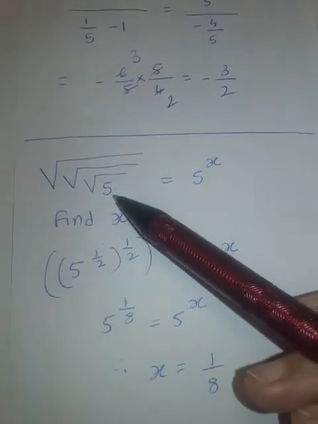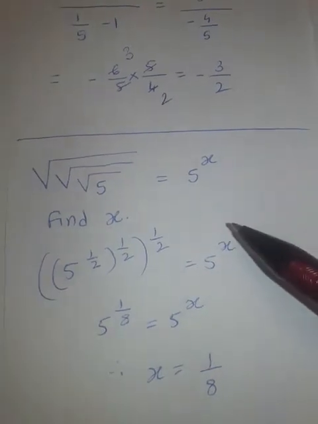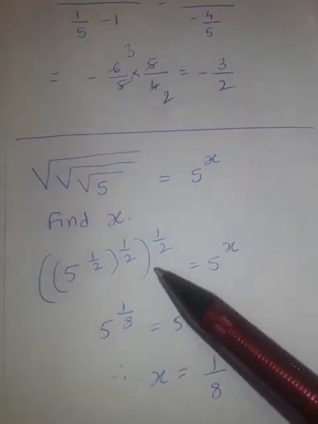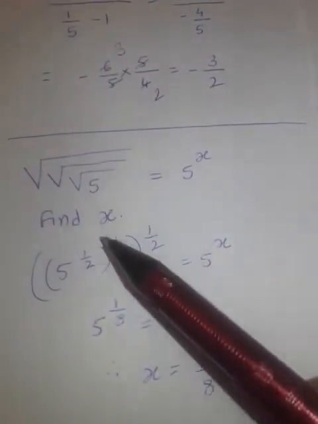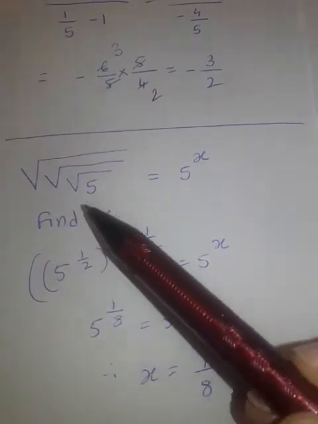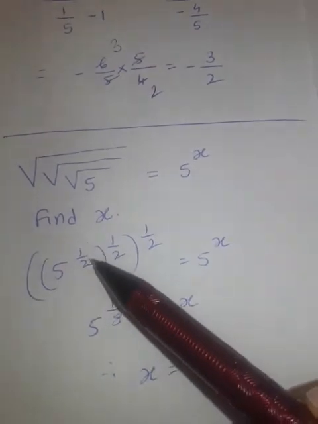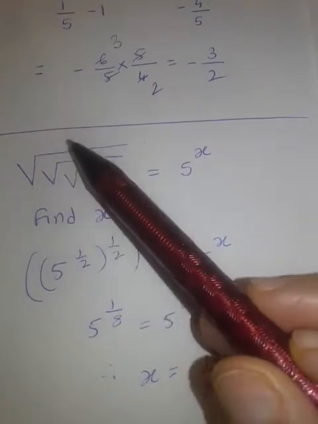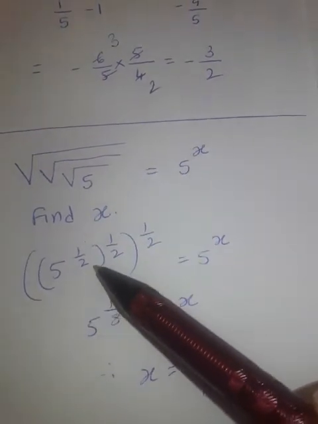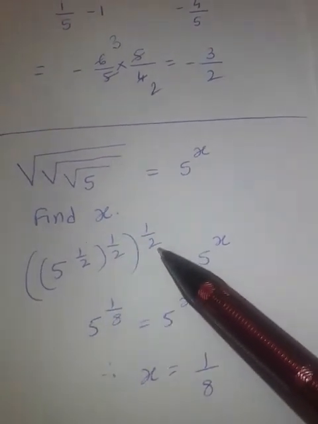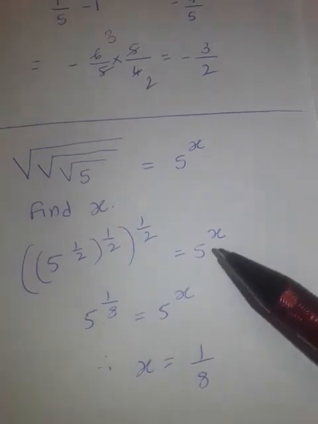Under root 5 is equal to 5 raised to x. Find x. How do we solve this? Under root, when there is no number mentioned, under root means raised to half. Square root of 5 means 5 raised to half. So square root of 5, this is 5 raised to half, is equal to 5 raised to x.